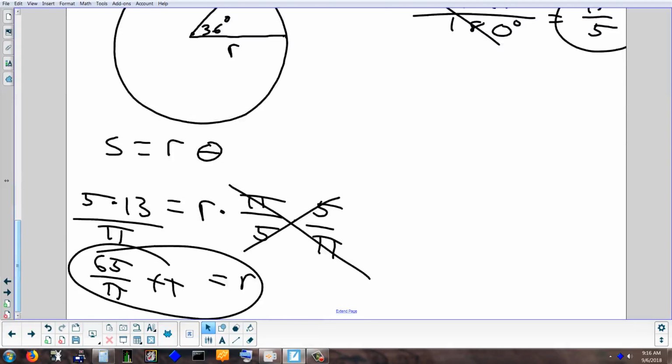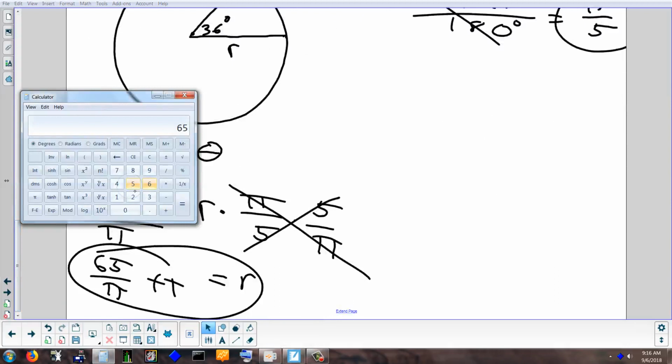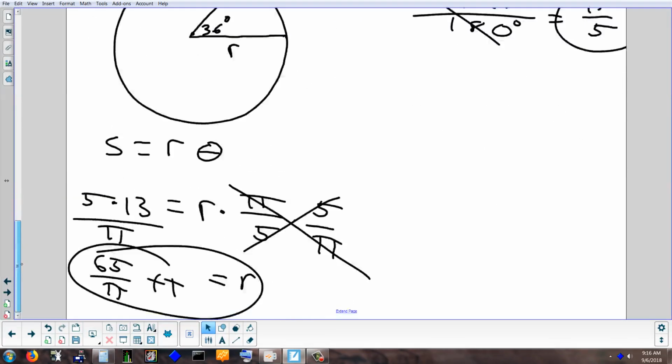Okay. So if you wanted to know, well, how long is that? Well, it's about 20.7 feet. So it's a little over 20 and a half feet long. Okay. Any questions on that one? So we've gone through that formula. Every way you can have a problem: find R, find S, and find theta. Okay, so that's R.